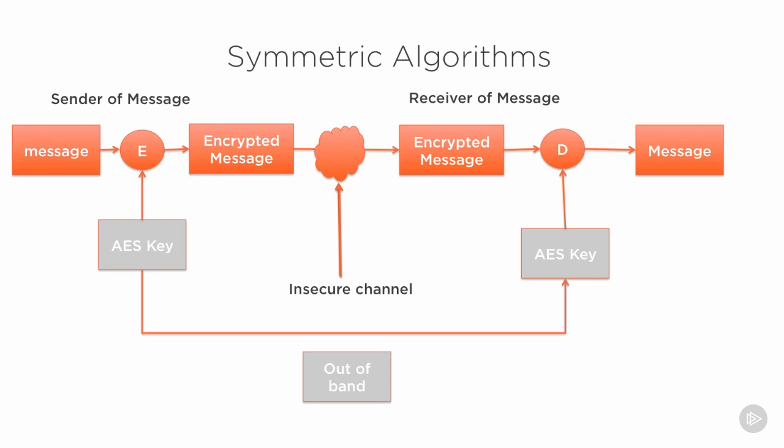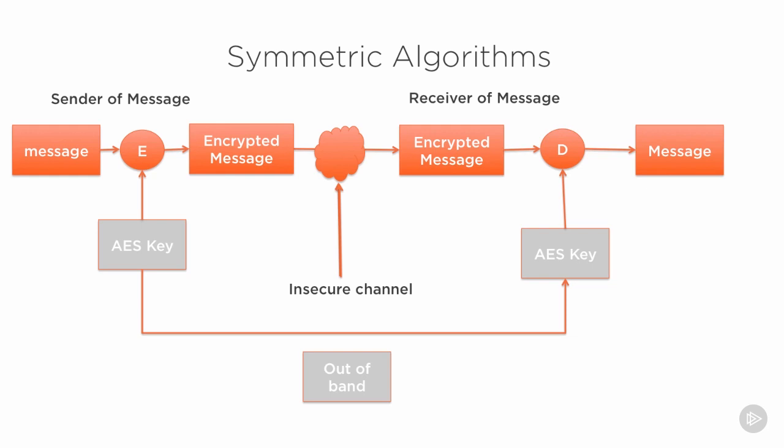When the sender wants to send a message to a receiver, they can encrypt it using a common algorithm such as AES. They use an AES key that they've chosen, and they encrypt, encipher, or encode that message. Now they can transmit that message through an insecure channel, such as the internet, until the receiver receives the message.